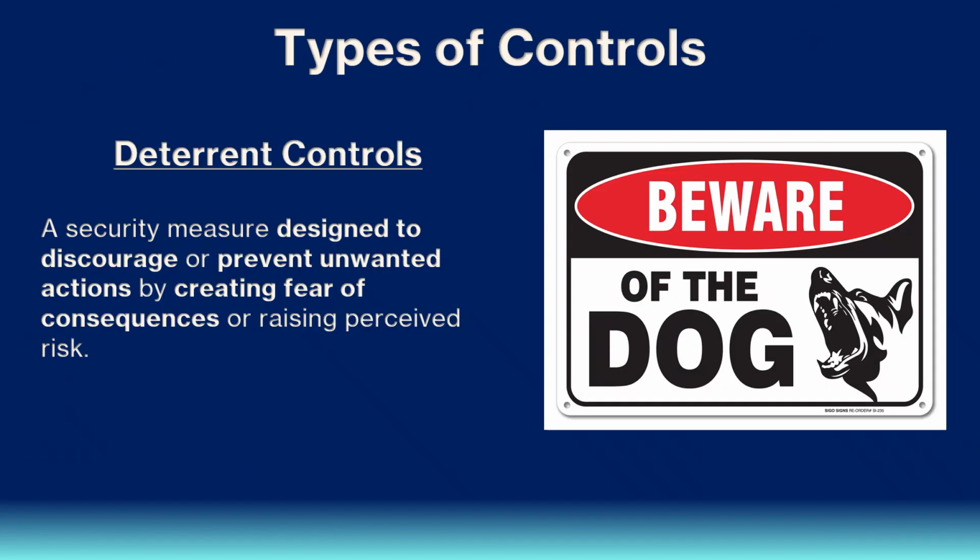The first one in the list is deterrent control. Deterrent controls, as the name suggests, are designed to discourage unlawful activity. They don't always block the action directly, but they make the attacker think twice. Think of warning signs like beware of the dog, which you are seeing on the screen, or CCTV cameras or legal disclaimers. This raises the risk for the attacker and deters them from even trying. So that is the deterrent control. Let's go to the next one.